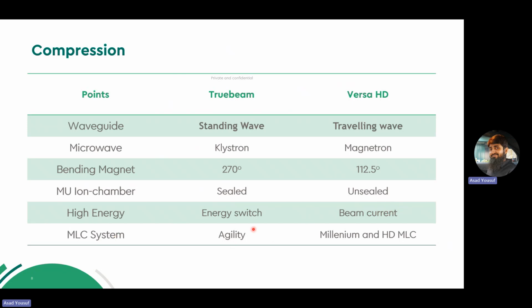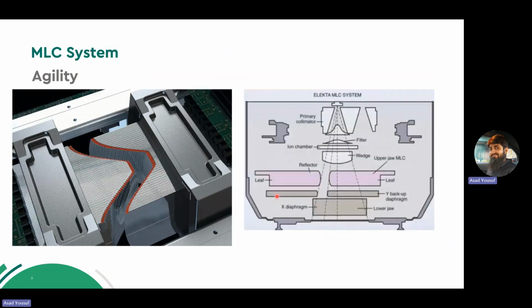The MLC system is Agility, whereas, sorry, it's being mistaken. It's reversed, so it can be changed. Millennium MLC and HDMLC should be here in the TrueBeam, and the Agility will be in the Versa HD part. Sorry for that.